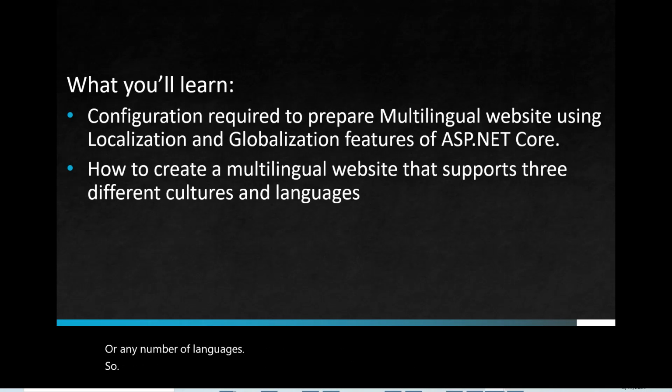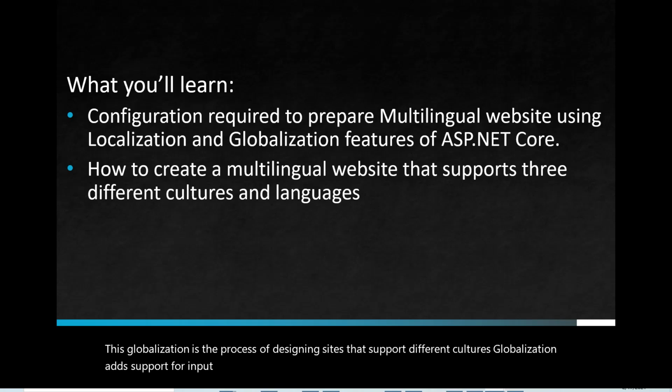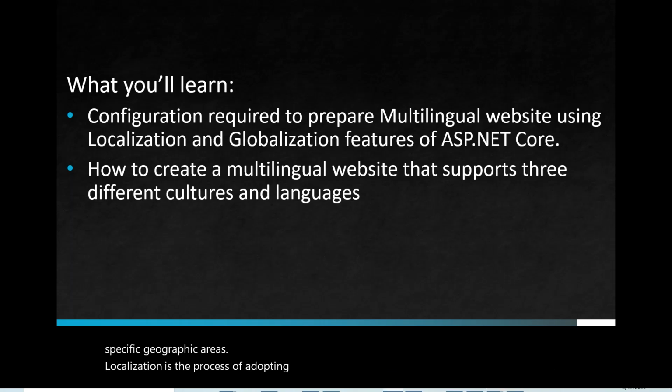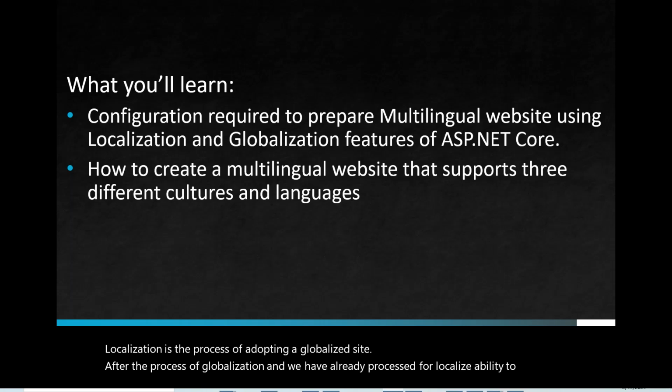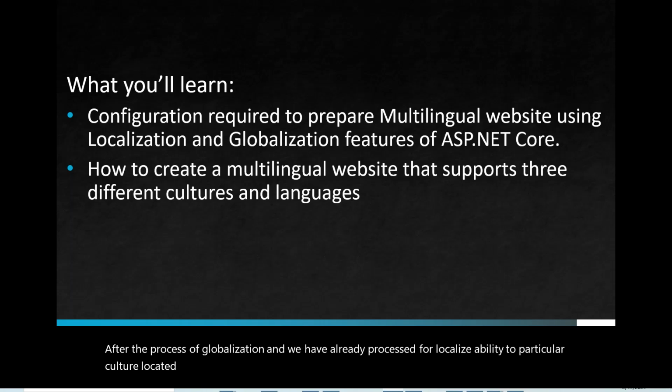Globalization is the process of designing sites that support different cultures. Globalization adds support for input, display, and output of a defined set of language scripts that relate to specific geographic areas. Localization is the process of adapting a globalized site, which you have already processed for localizability, to a particular culture or locale. And internationalization involves the support for both globalization and localization.